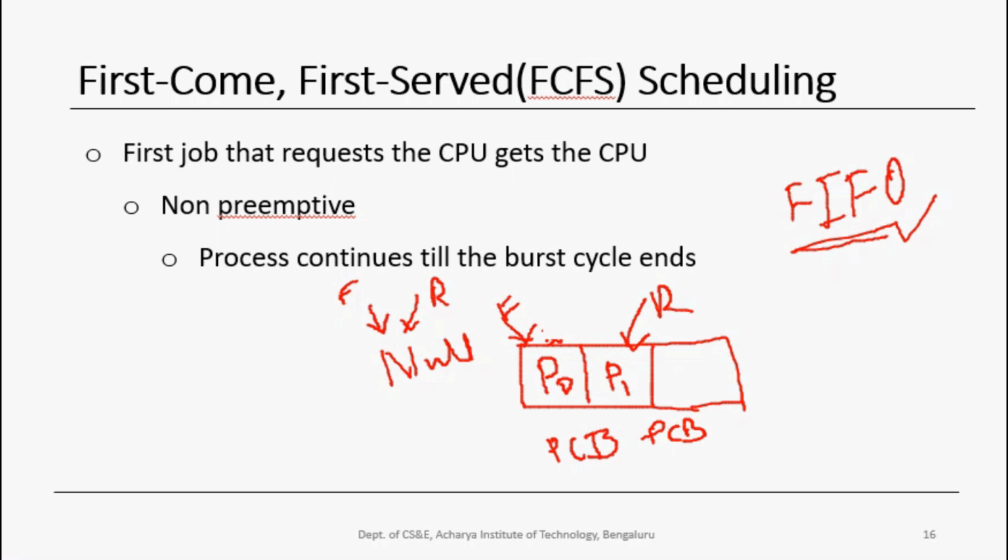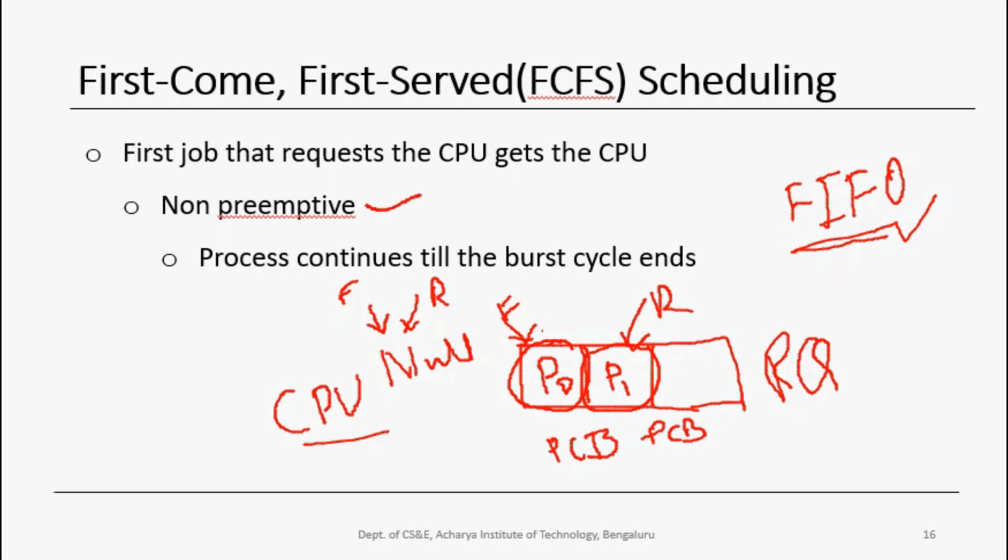Now, when we have to decide which process in this ready queue will get the CPU first, it is very simple. Whichever process is at the head of this queue will get the CPU. So in this case, process P0 will get the CPU first. Once process P0 finishes its CPU burst and goes into the wait queue, P1 is taken up for execution. So this is what first come first served scheduling is.